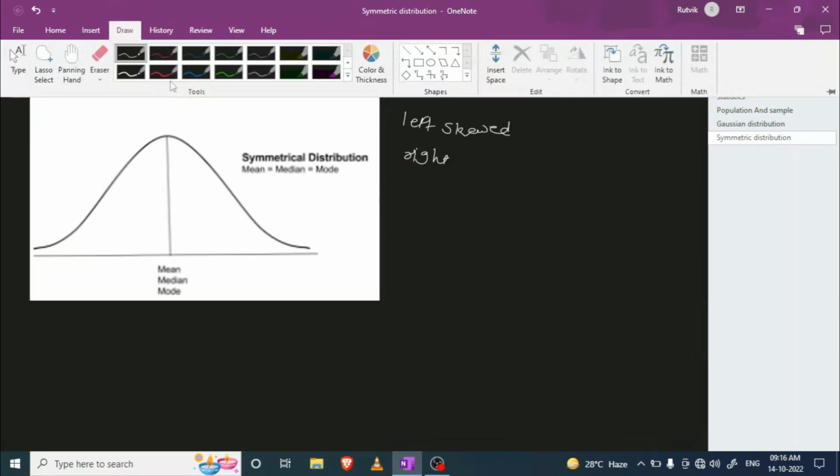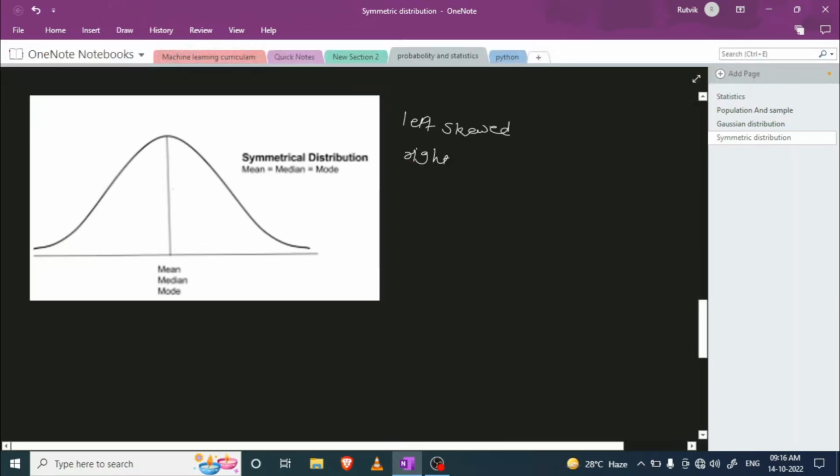So let me change the color of my pen. Here, as you can see, this is the right part of a distribution. First of all, let me discuss the shape of the bell curve. If the shape of any curve looks like this, at that time you can say that this particular distribution looks like a normal distribution or symmetric distribution.